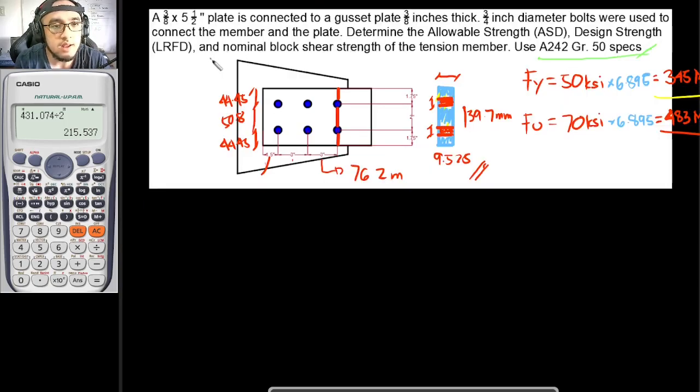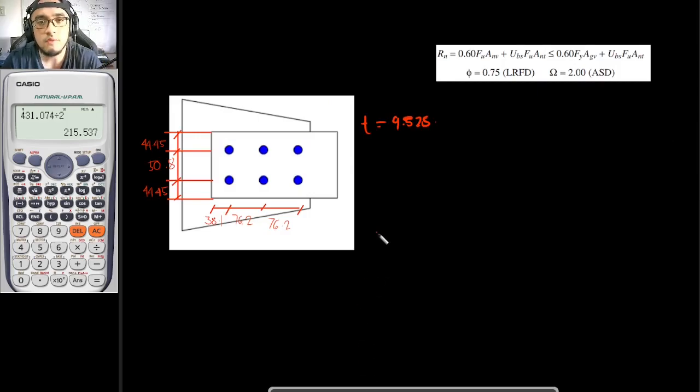But once again, the problem says we are only to solve for the block shear strength of the tension member, so it would just be this one right here. To solve for the block shear strength, we use this formula: Rn = 0.6 Fu Anv + Ubs Fu Ant, which should be less than or equal to 0.6 Fy Agv + Ubs Fu Ant. The smaller value between these two equations is to be your Rn.